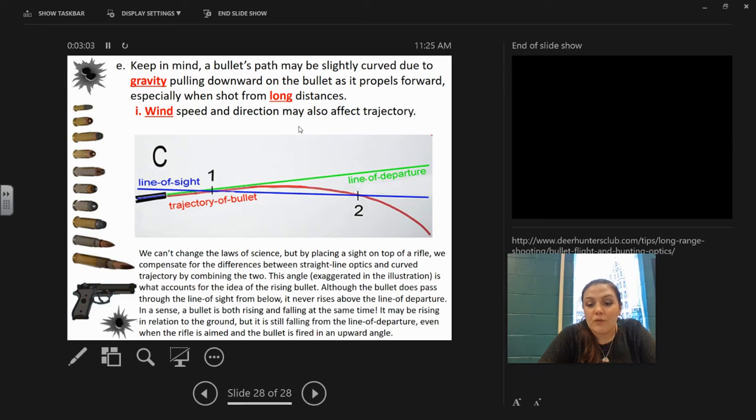Wind speed and direction may also affect trajectory. Okay. We can't change the laws of science, but by placing a sight on the top of a rifle, we compensate for the differences between straight line optics and curved trajectory by combining the two. This angle, exaggerated in the illustration, is what accounts for the idea of a rising bullet. Although the bullet does pass through the line of sight from below, it never rises above the line of departure. So the bullet's never going to be higher than the laser. We just know this is where they were aiming, but gravity could pull it down, is what that's saying.